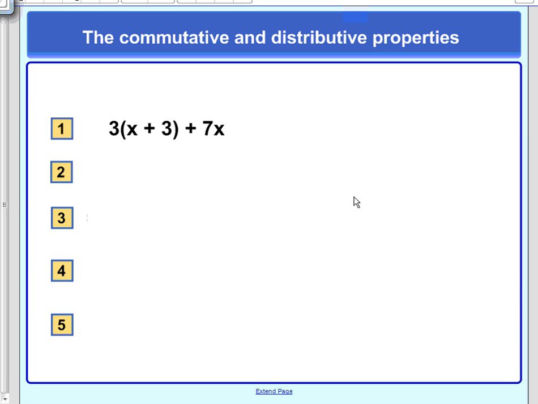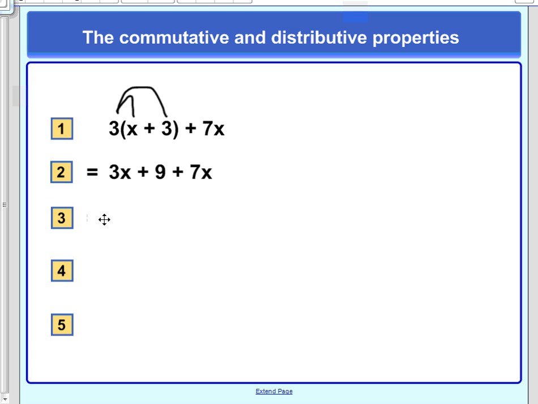Alright, now you can also use the distributive property while you're combining like terms. So in this case, we would use the distributive property like we normally would. So we would do 3 times x and 3 times 3, okay? And we would get 3x plus 9, because 3 times 3 is 9, plus 7x.